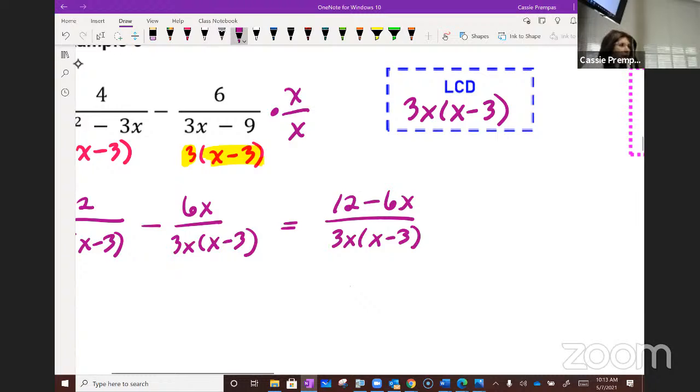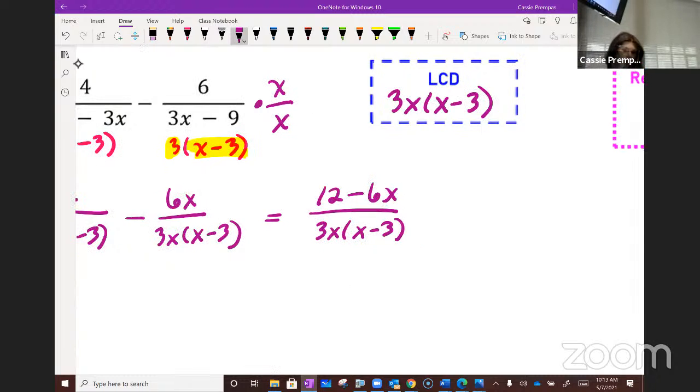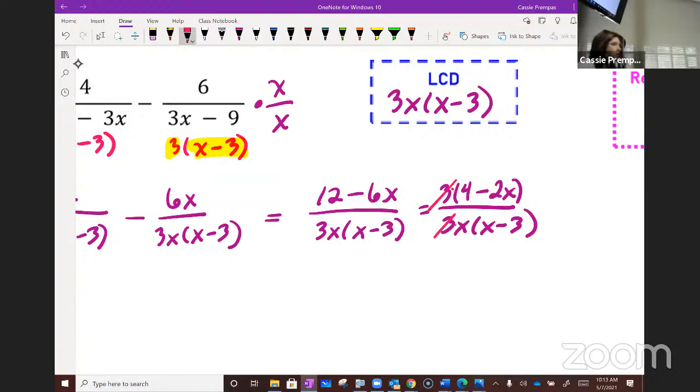Is this fully simplified? No, what can I divide out? We can divide the 3 from the 6, good. So if we take the 3, I could divide it away from the 12, which is a 4, from the 6, which is a 2, over 3x times x minus 3. Remember what I said in the previous notes, you can only cancel factors. Those are numbers that have been multiplied. So now I can cancel those 3's. And, oh, I can cancel more than that. No, I can't. That's as far as I can go, sorry.